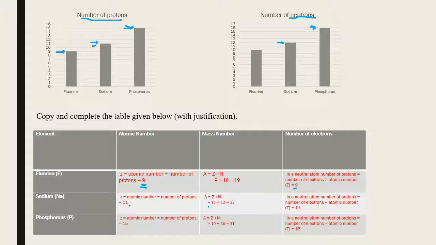What's the number of protons in sodium? It is 11. So the number of electrons in a sodium atom is also 11. Phosphorus. What is the number of protons? It's 15. So the number of electrons in a phosphorus atom is also 15. Please, this is really important. In a neutral atom, the number of protons equals the number of electrons.